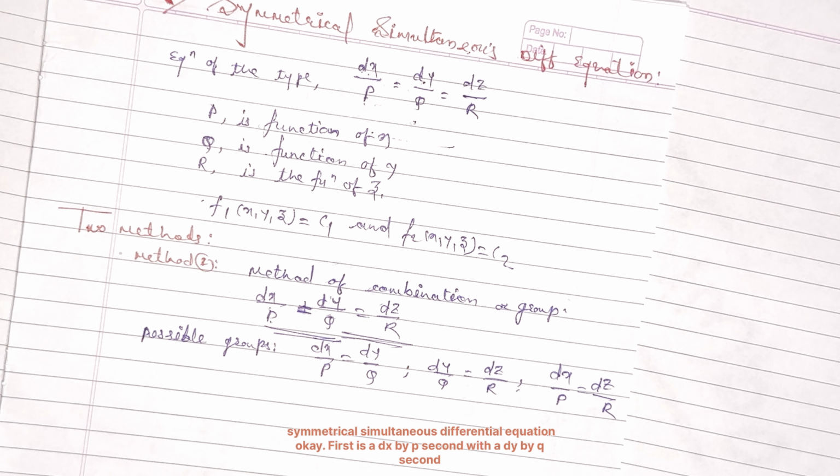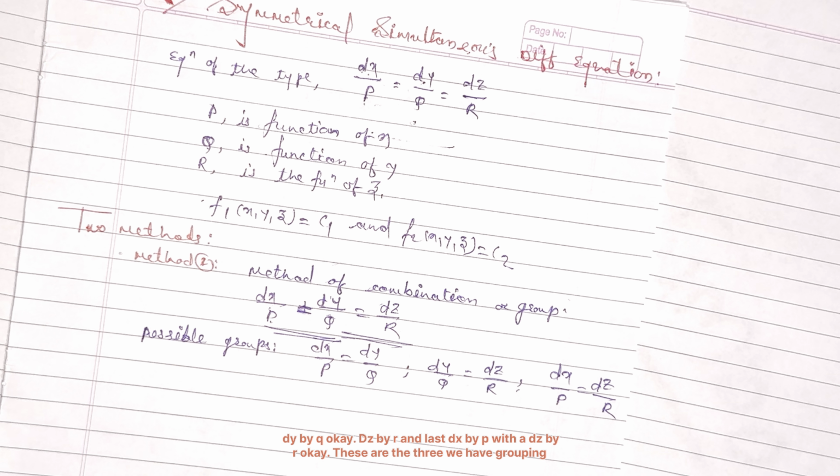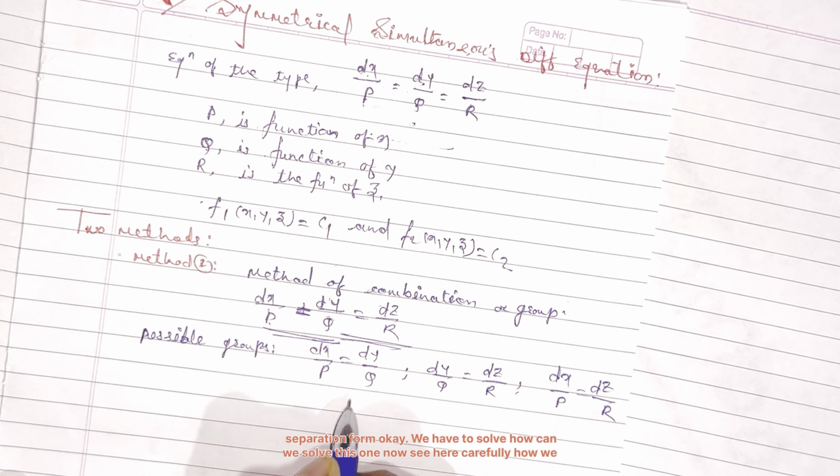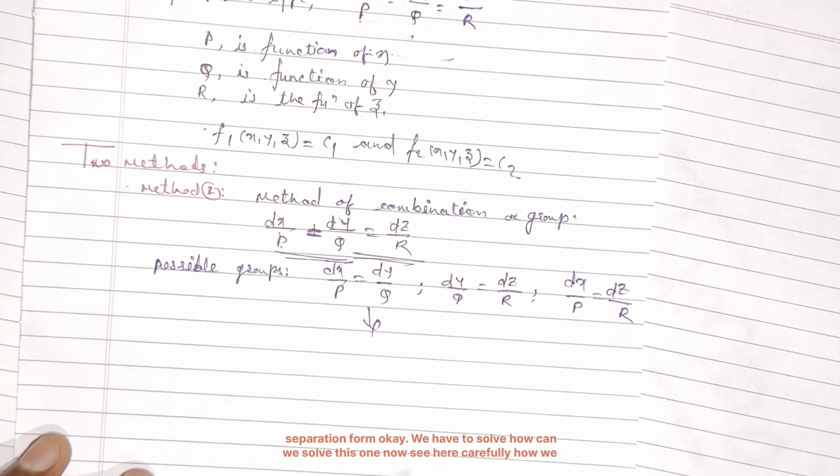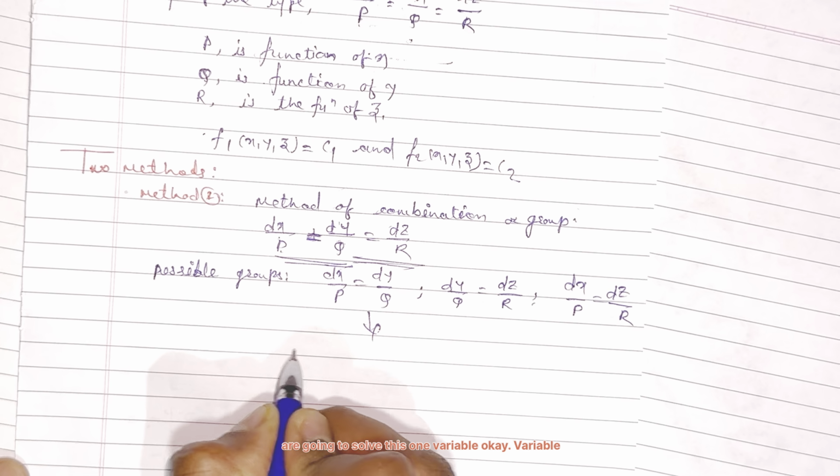First is dx by p with dy by q, second is dy by q with dz by r, and last is dx by p with dz by r. These are the three groupings we have here. We take these groupings and solve them using the variable separation form. Now see carefully how we are going to solve this.